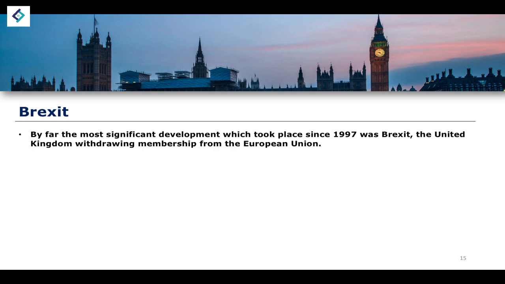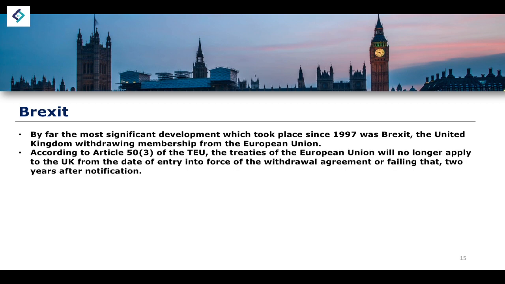By far the most significant development which takes place since 1997, at least within recent years, is of course the withdrawal of the United Kingdom from the European Union. According to Article 50, subsection 3 of the Treaty on European Union, the treaties of the European Union, so this includes the TEU, the Treaty on the Functioning of the European Union, as well as the Fundamental Charter, as well as any kinds of secondary legislation such as regulations and decisions, all from the European Union, will no longer apply to the UK from the date of entry into force of the withdrawal agreement, or failing that, after 2 years' notification.